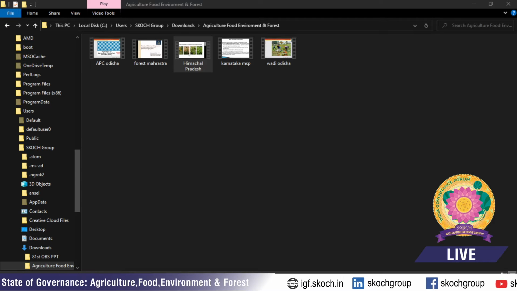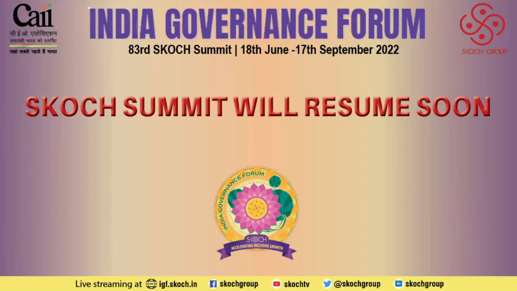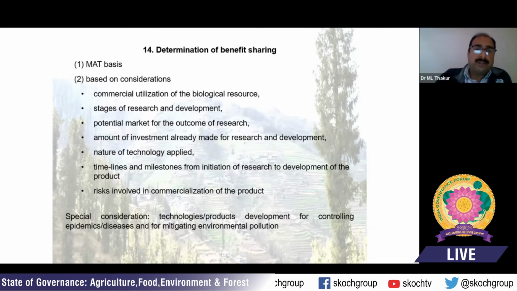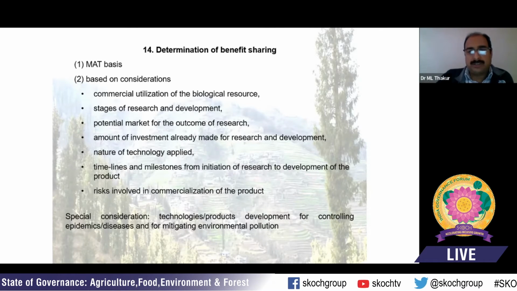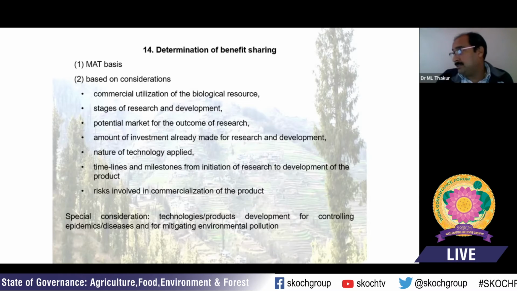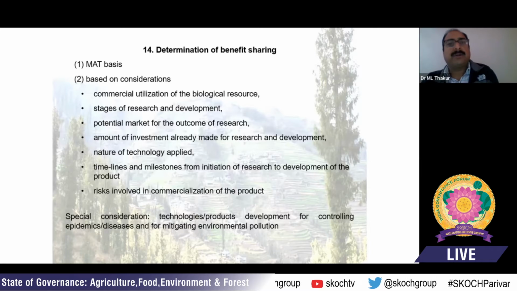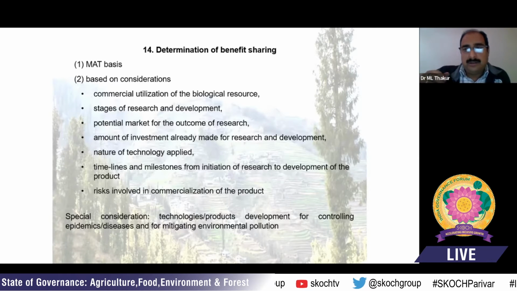And while deciding the benefits share, between 3 to 5%, there are certain things which are considered, like commercial utilization of the biological resources. What is the stage of research and development? What is the potential market for the outcome of research? These are some of the things which are assessed while determining the benefit share.